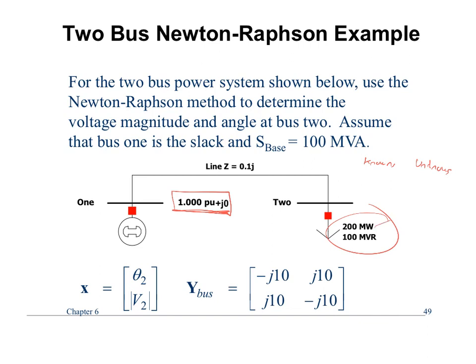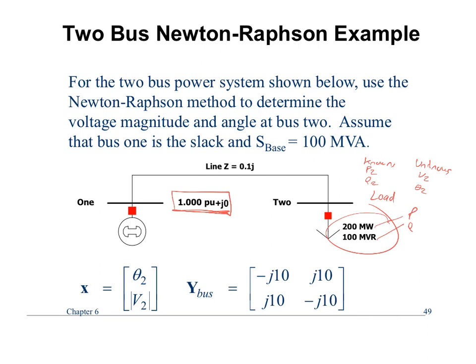Well, this tells me P and Q here, right? So I know P and Q at bus 2, so this has to be a load bus, right? So I know P2, Q2, but I don't know the voltage at bus 2, right? So I'm missing V2 and theta 2, right?